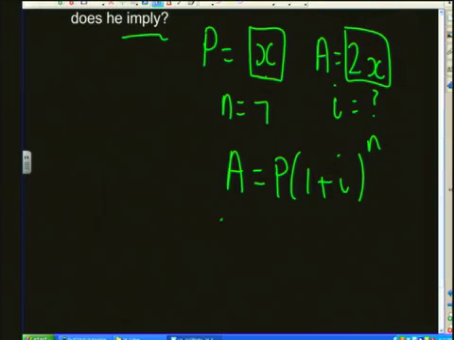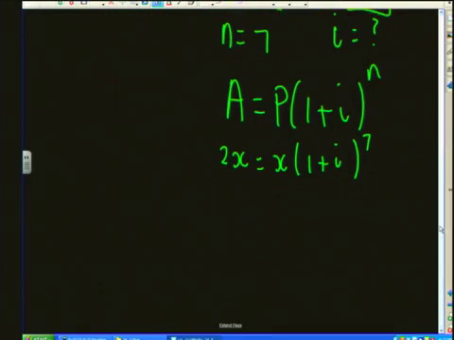The final amount is going to be 2 times whatever the original amount was. And when we set it out in this way, you can see it seems to be a pretty straightforward calculation. We're trying to get to the I, so I divide both sides by X. X is a salary, so it's never going to be naught, because no one will work for nothing. So X can't be naught. I divide both sides by X, and I get 2 is equal to 1 plus I to the power of 7.